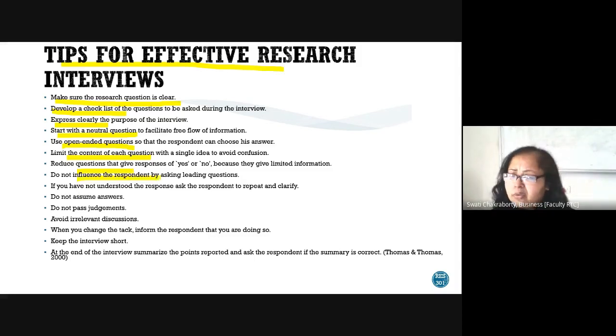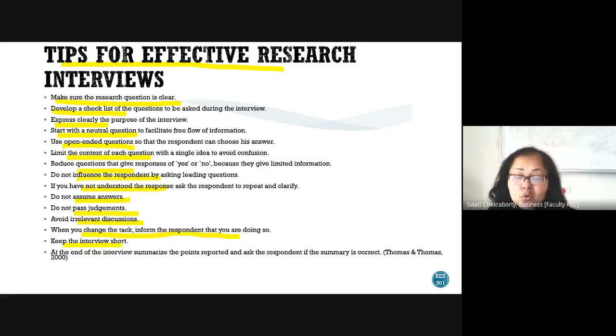Do not try to influence your respondents by asking leading questions. If you have not understood the response, please ask your respondent to repeat and clarify. Do not assume answers and do not pass any judgments. Avoid irrelevant discussions. So you need to be on track. And when you change your track, please inform your respondents that you're doing so.